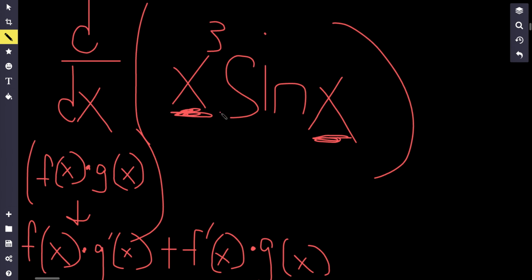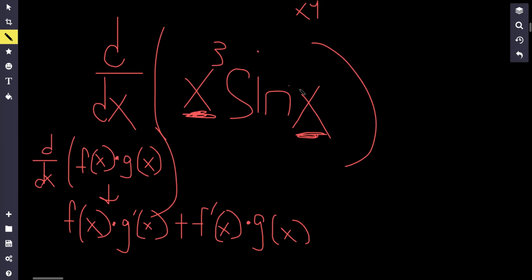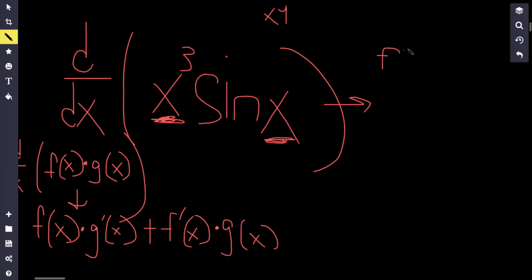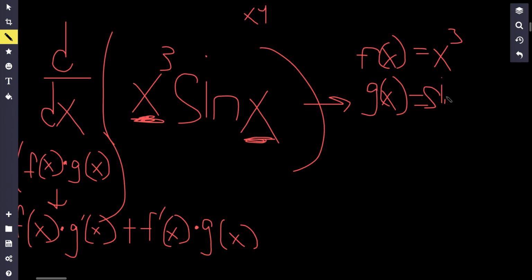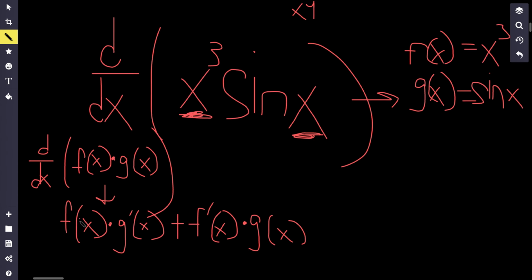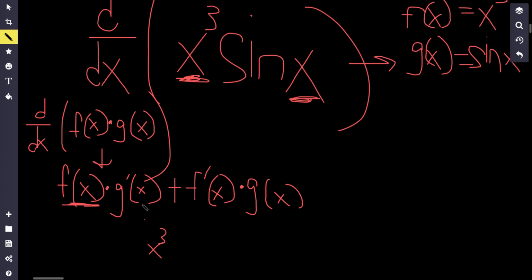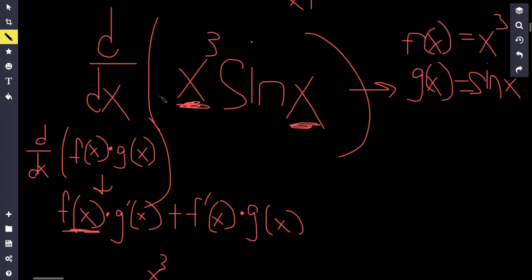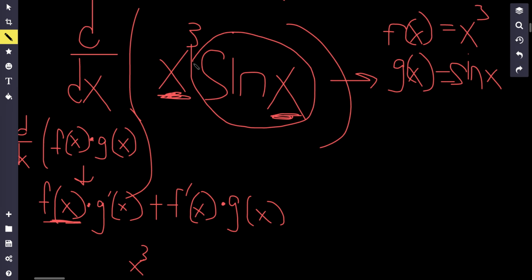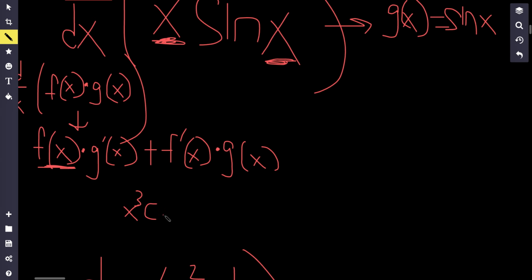So in this case right over here, you can think about f of x as equal to x to the 3rd power, and g of x is equal to sine of x. So what you're going to do is leave the first function intact. So it's going to be equal to x to the 3rd power, right? So just leave the first part intact. Then you take the derivative of the second part. So the derivative of sine of x is equal to cosine of x.